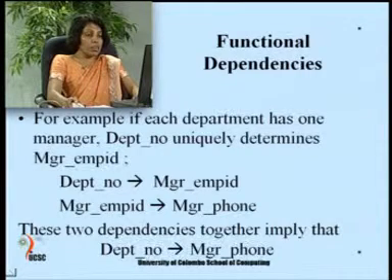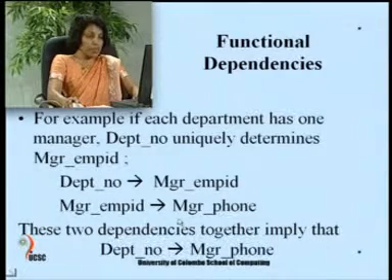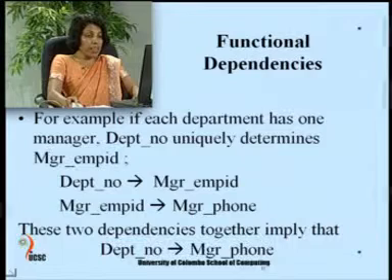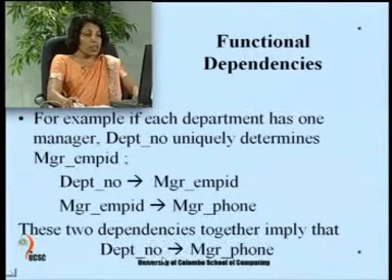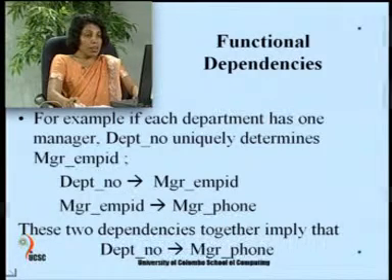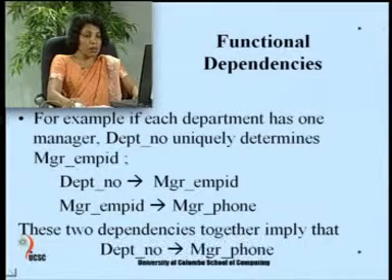So these two dependencies are the given dependencies. From these two dependencies we can say that it implies the department number is the determinant of the manager's phone. As you can see, this is an inferred dependency. It was not originally there, but we deduce it from the two dependencies given above.